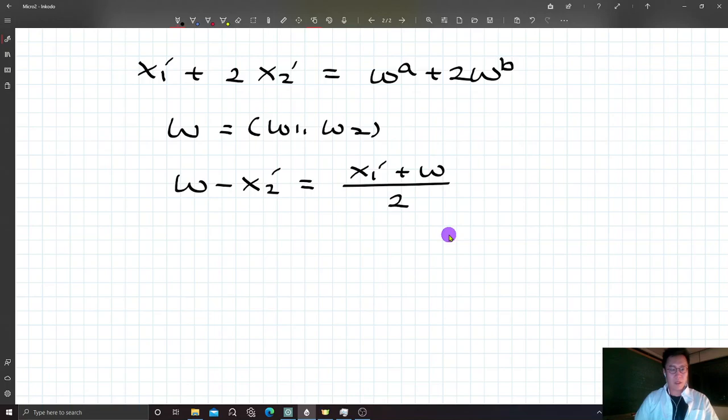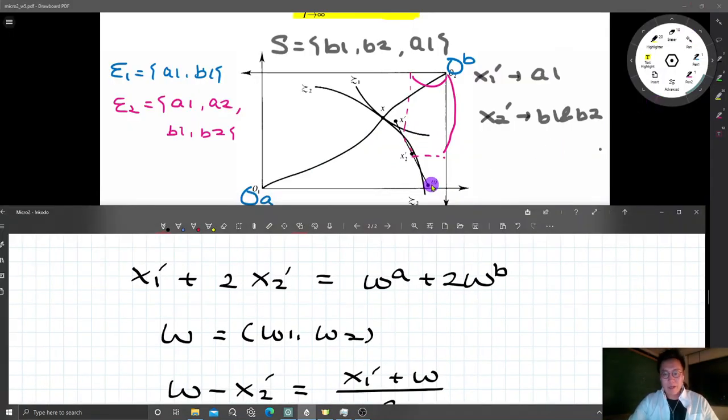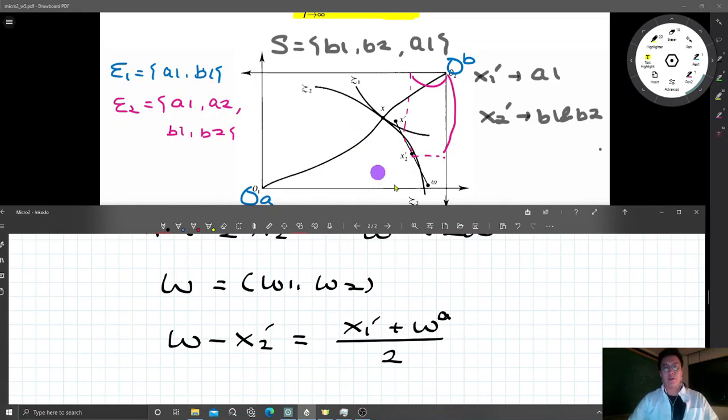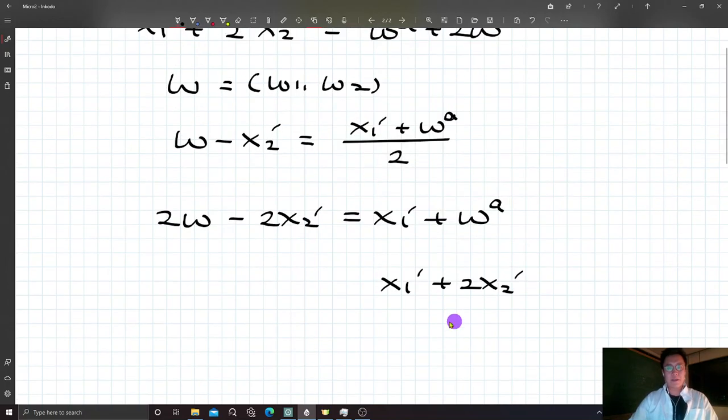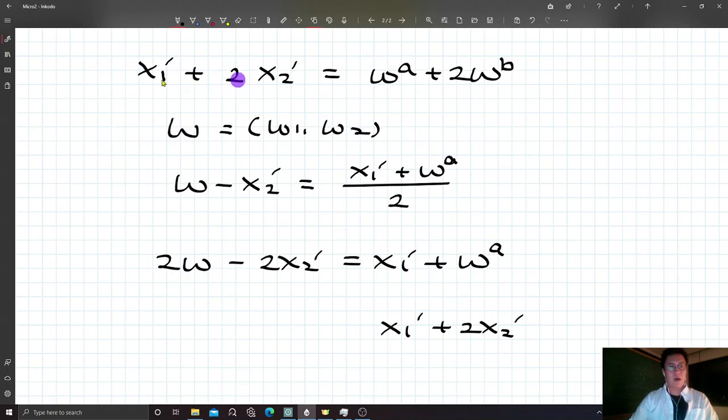Let me multiply both sides by 2. We obtain 2 omega minus 2X2 prime equals X1 prime plus omega. So when we read this point omega using this origin, it should be omega A, type A's initial endowment. When we read this X1 prime, X1 prime is an allocation for type A, so we can just read it as X1 prime. So we have omega A here. All right, so X1 prime plus 2X2 prime, that is the total aggregate demand, the aggregate demand under allocation X prime.